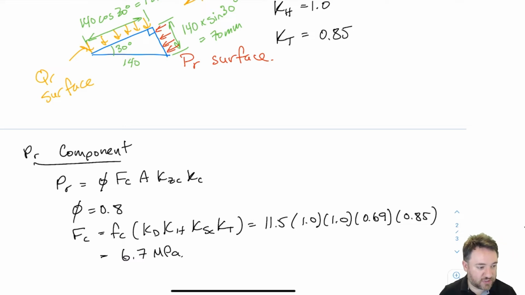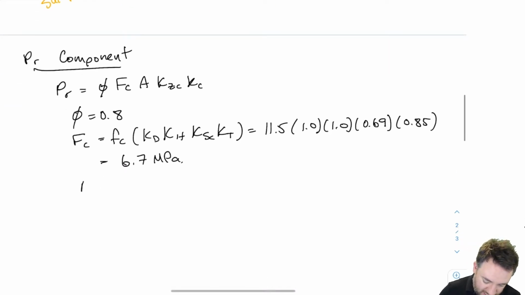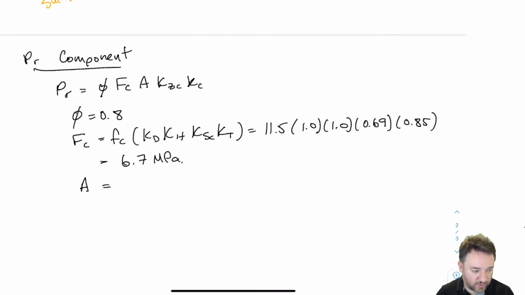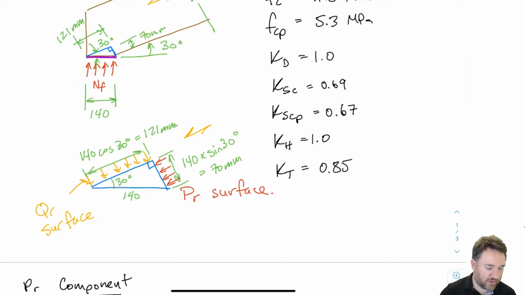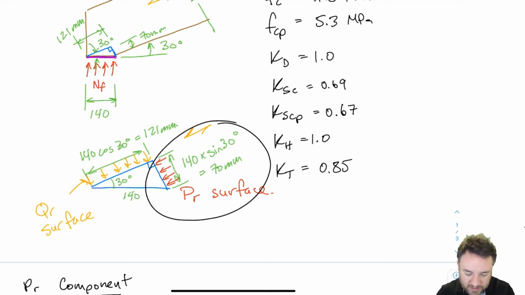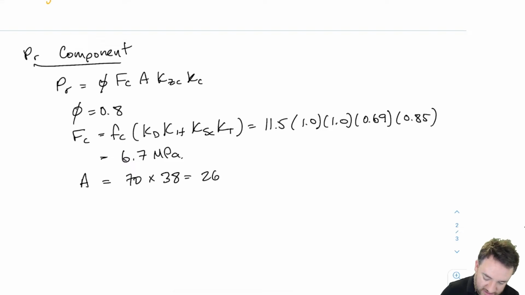Wow, we've lost almost half our strength just because the wood is wet. So big difference. Okay, so now what is the A? That's our cross-sectional area for our compression parallel check. If we look at the surface, our PR surface is the one in red here. We have 70 millimeters length and our thickness is 38, which is the thickness of the member. So we have 70 times 38 and we get 2660 millimeters squared.